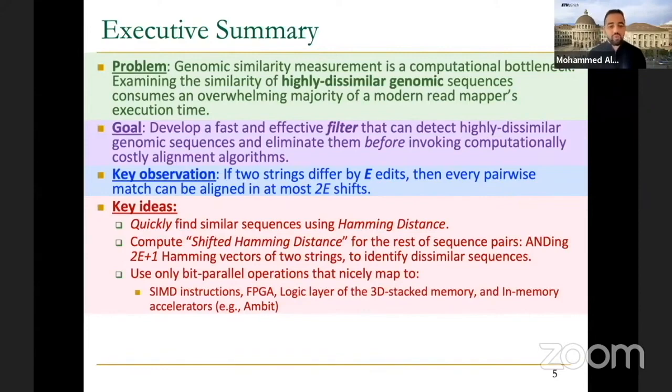After Hamming distance, we compute shifted Hamming distance, which is a generalized version of Hamming distance, for the rest of the sequence pairs. We AND all these 2E+1 Hamming vectors of the two strings to identify the similar sequences. Now, if we find that the number of differences exceeds the threshold, then we can make a very good decision about whether these are similar or dissimilar. But we cannot do this in the first step. In the first step, you can only say if they are similar. We still cannot decide if they are dissimilar.